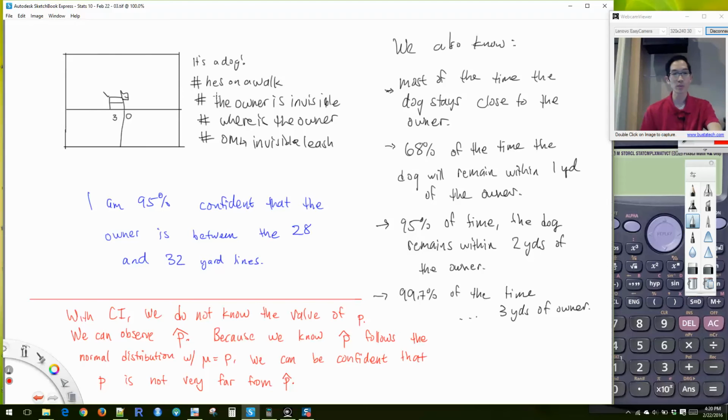So in our picture, because we know the behavior of the dog, even if we can't see the owner, we know the owner is near the dog. Over here, because we understand the behavior of p hat in relation to the population proportion, when we see p hat located at 19%, we know that the population proportion p is not going to be too far away. All right, and so this is what we are doing with a confidence interval. All right, so far so good?